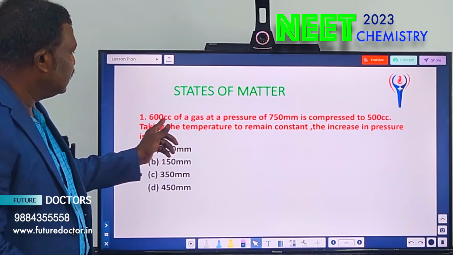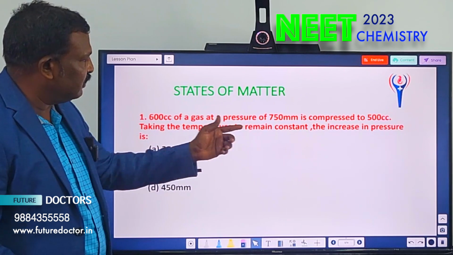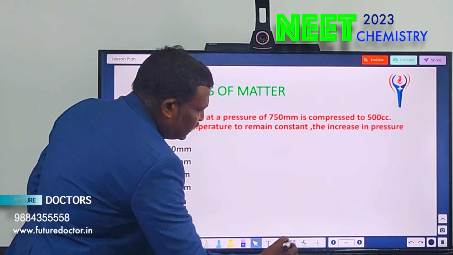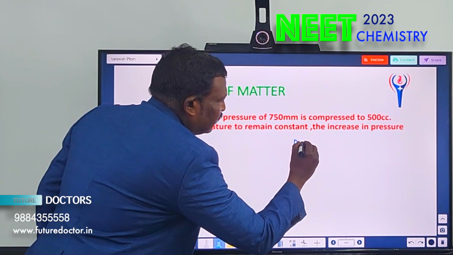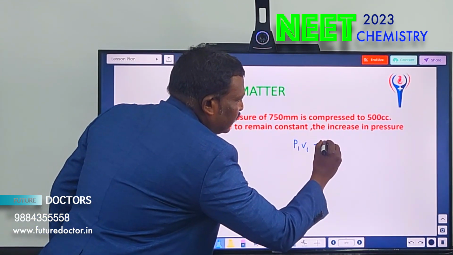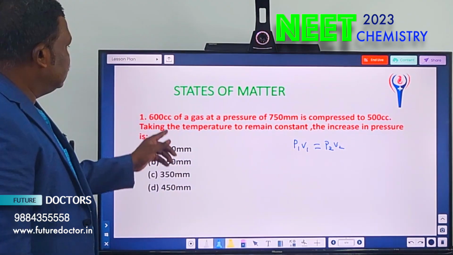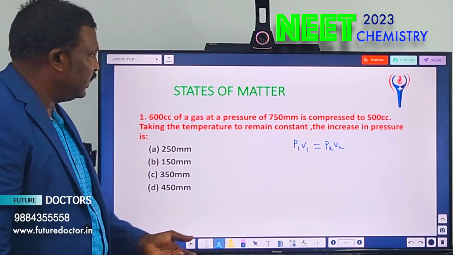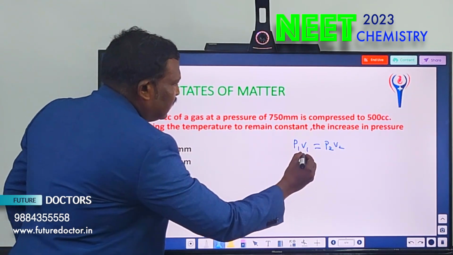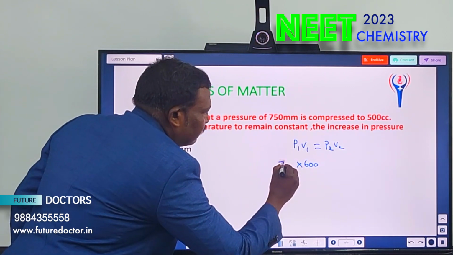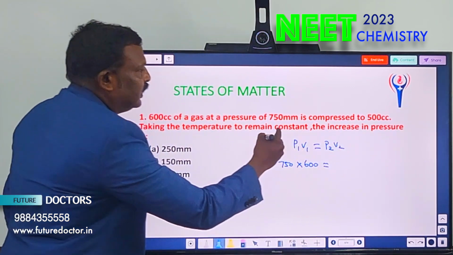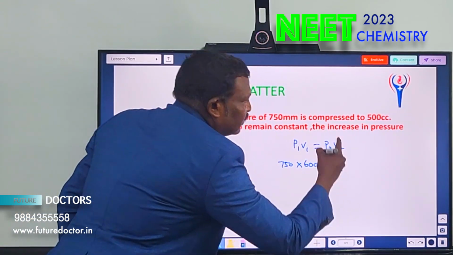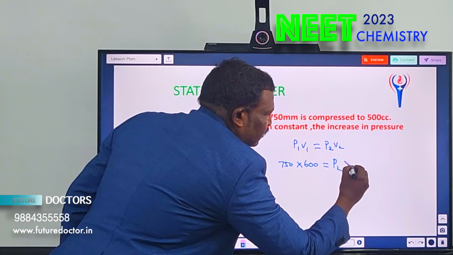Here volume is there, pressure is there. So volume and pressure means that relationship is nothing but Boyle's law. Here simply you can write, Boyle's law means P1 V1 is equal to P2 V2, that's the relationship we know. So you just substitute as it is: 600 cc of gas at pressure of 750 millimeter, so the volume is 600, the pressure is 750, which is equal to P2. They're asking only pressure, so P2 you keep as it is, into 500 cc.